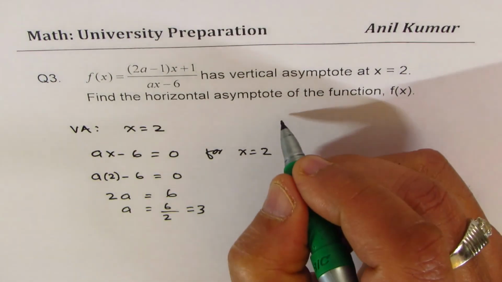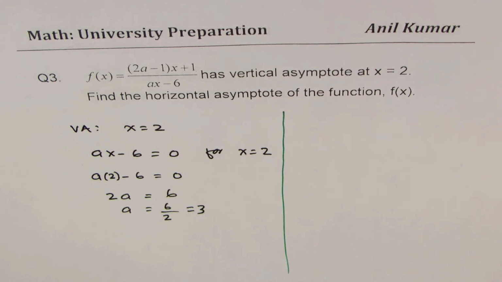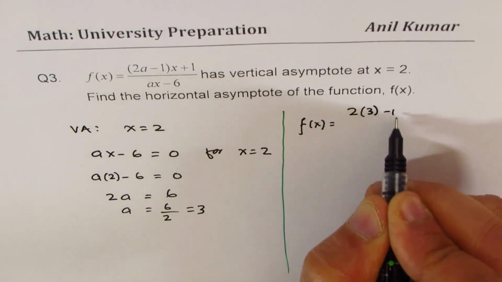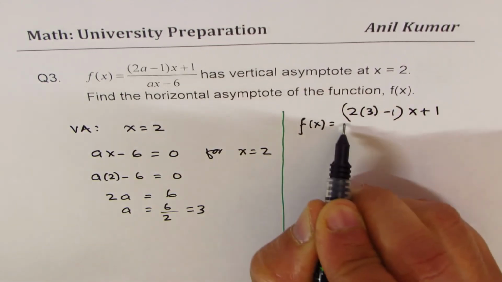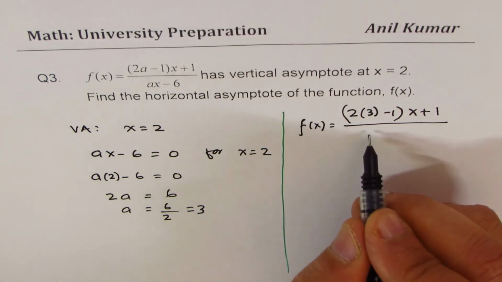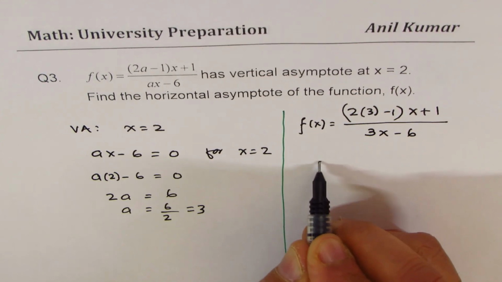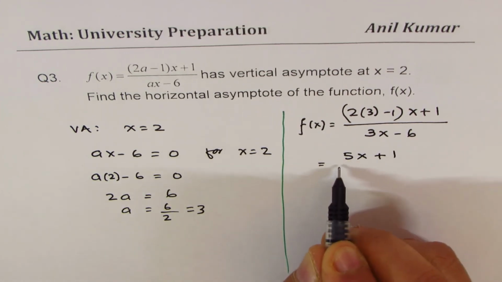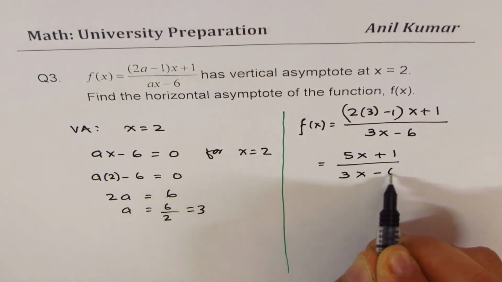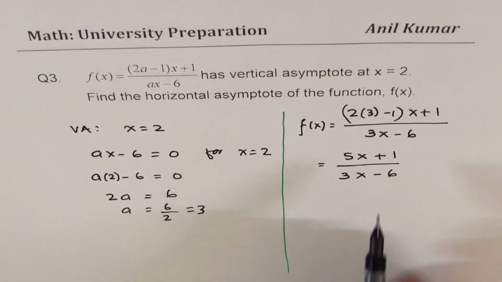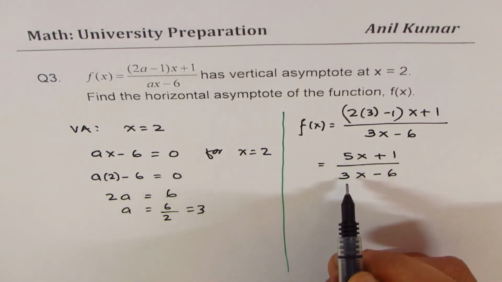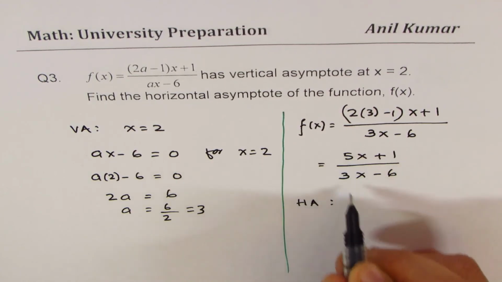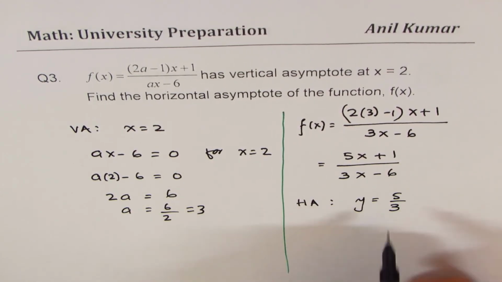So if a is 3, then what is the function? Well, in that case, the function will be, let's rewrite, 2 times 3 minus 1 times x plus 1 in the numerator, divided by, a is 3, so let me write this as 3x minus 6. So that gives you 6 minus 1, which is 5. So I've got 5x plus 1 in the numerator, 3x minus 6 in the denominator, right? So the ratio is 5 over 3. So that is your horizontal asymptote. The horizontal asymptote here is y equals 5 over 3.